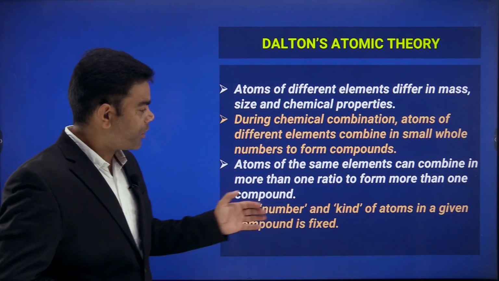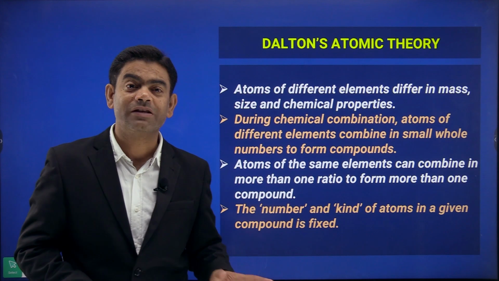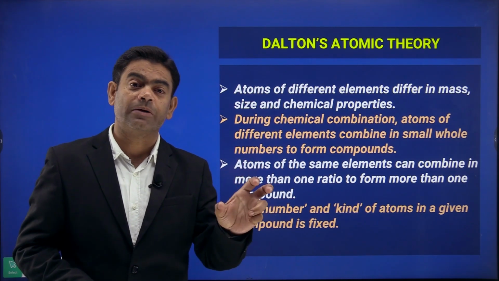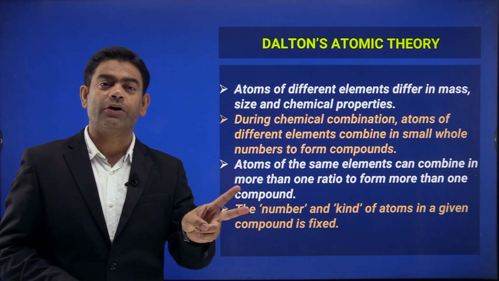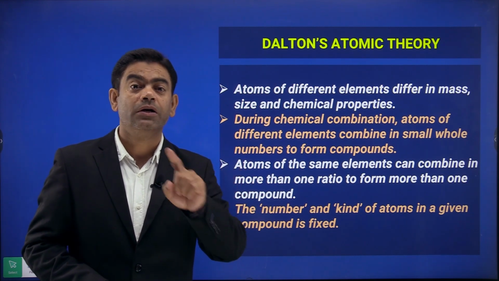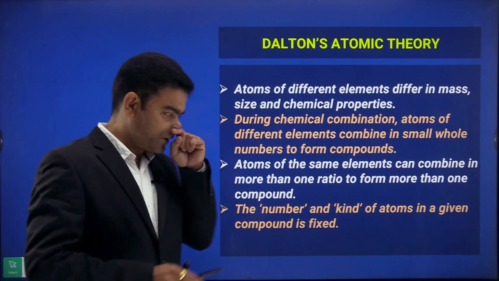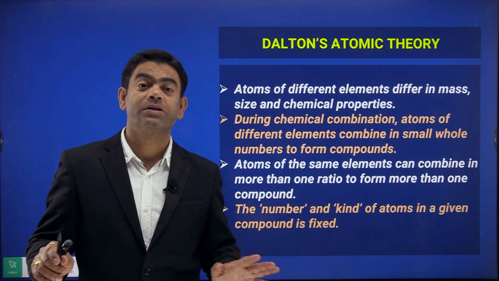And the number and kind of atoms in a given compound is always fixed, in constant proportion. Koi bhi compound mein kitne atom honge aur kiske honge? Fixed. Like water, it has two of hydrogen, one of oxygen, fixed. Carbon dioxide, one carbon, two oxygen, fixed. Kuch aur nahi milega kahin bhi humko. Ye fixed hai. So, kisi bhi compound mein, the number of atoms and the type of atoms are always fixed.